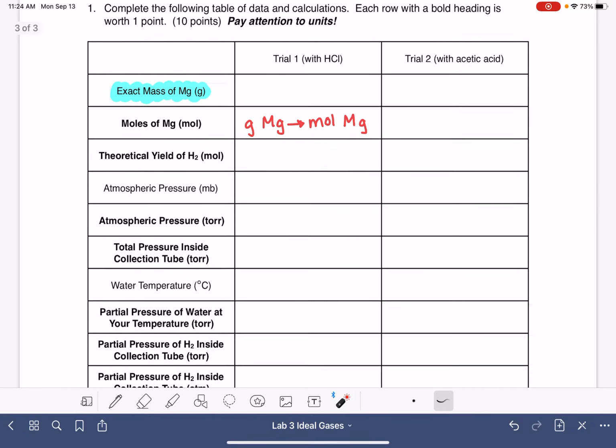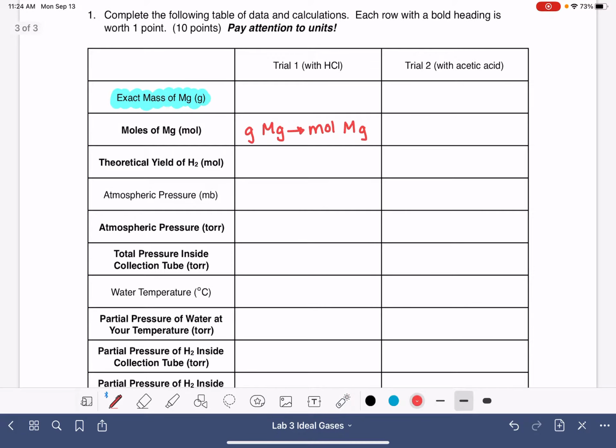Now this one's kind of tricky because there isn't a balanced equation that's provided to you for this experiment, which means you've got to come up with it yourself. The reaction that you're doing in trial number 1 is the magnesium metal reacting with hydrochloric acid. And as you can tell from this question right here, one of the products of this reaction is H2 gas. The other product of this reaction is magnesium chloride, MgCl2.